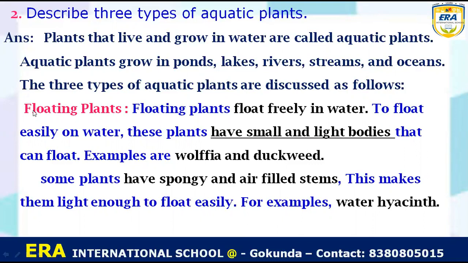Number 1, floating plants. Floating plants float freely in water. To float easily on water, these plants have small and light bodies. Examples of floating plants are Wolffia and duckweed. And some plants have spongy and air-filled stems, which makes them light enough to float easily. An example is water hyacinth.